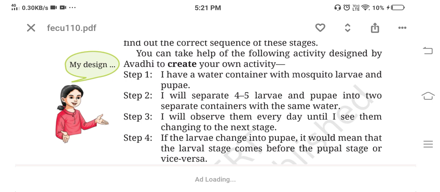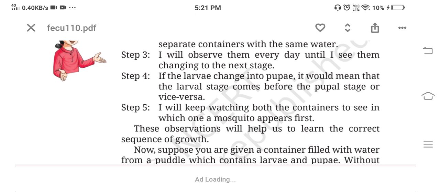I observe them each day until they seem to change into the next stage. If the larva changes into a pupa, that would mean the larva stage comes before the pupa, or vice versa. I will keep watching both the containers to see in which one the mosquito appears first. These observations will help us learn the correct sequence of growth.